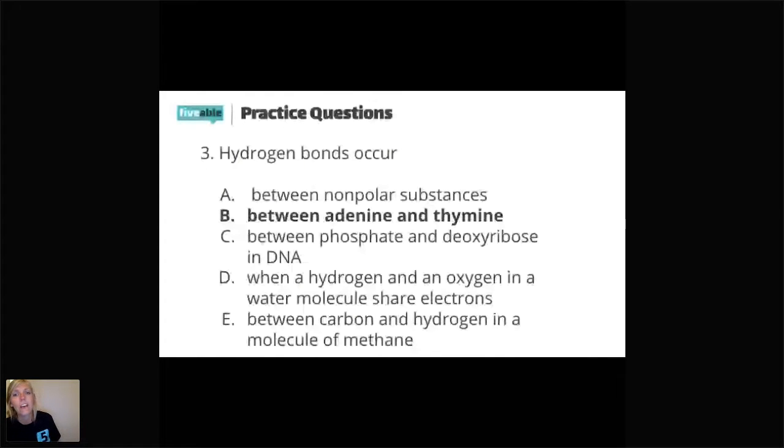thymine. Okay. If you were struggling between whether or not it should be D, remember that the intramolecular bond, intra is an INTRA, hydrogen and oxygen have a covalent bond within one water molecule. So water molecules form hydrogen bonds with other water molecules, which is your intermolecular bonding that's between molecules.